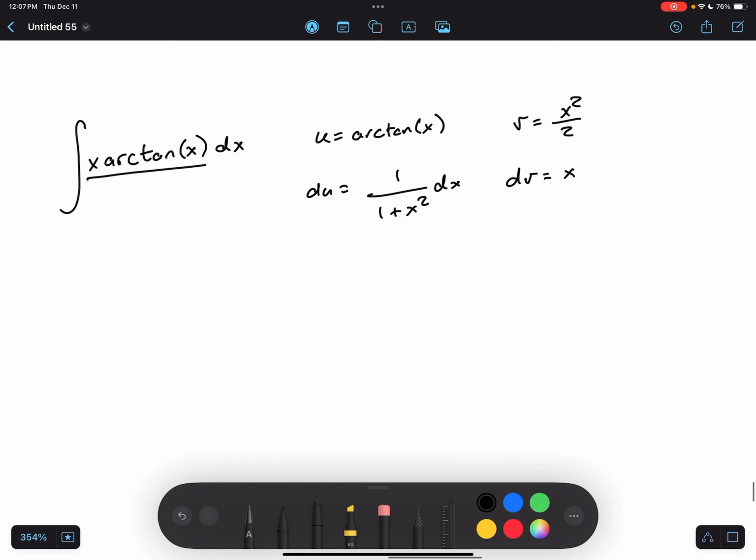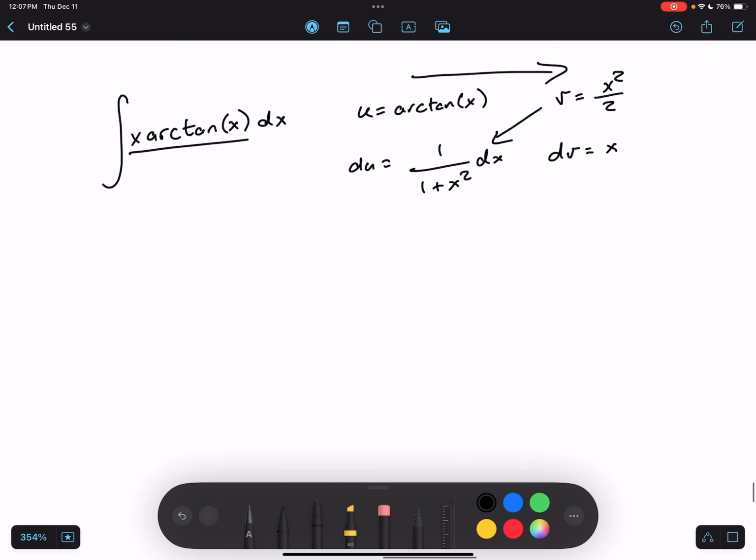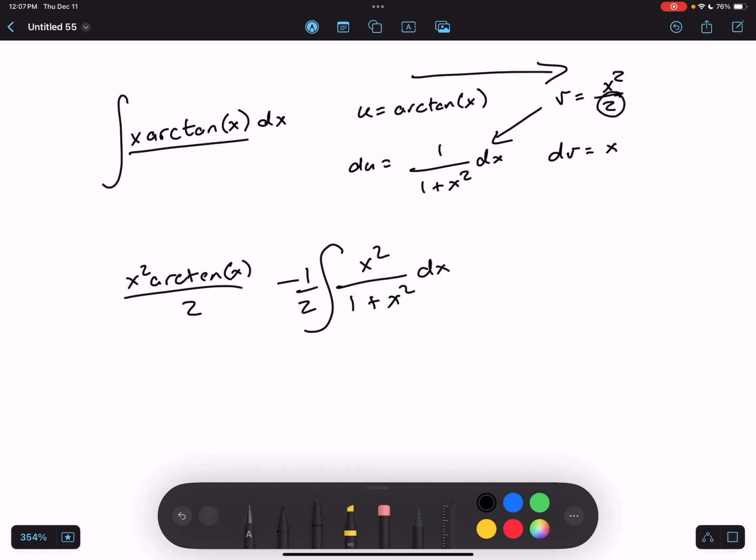With integration by parts, we'll start by going across the top and then down and over. And so first we'll get x squared arctan x over 2 minus now the integral. We've got a 2 on the bottom, so we can pull that out front like so. We'll have x squared over 1 plus x squared dx. And this is the part that usually stumps people.